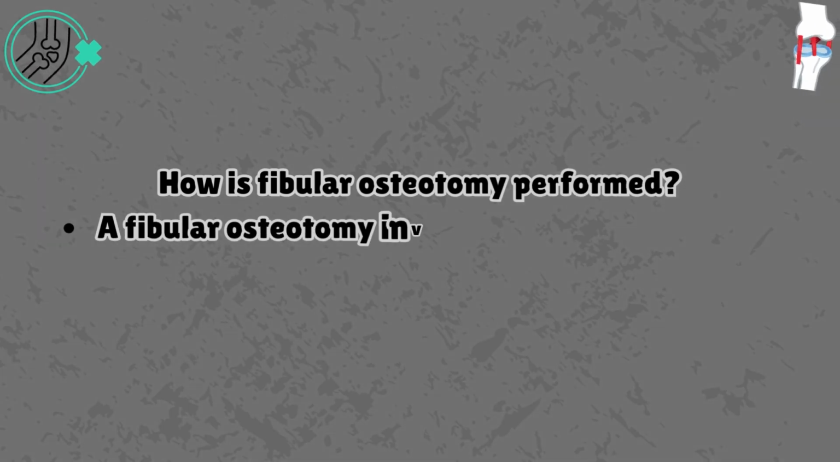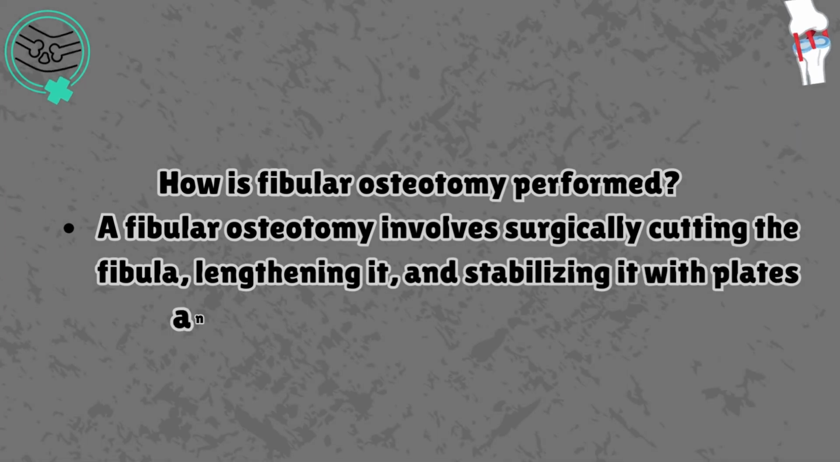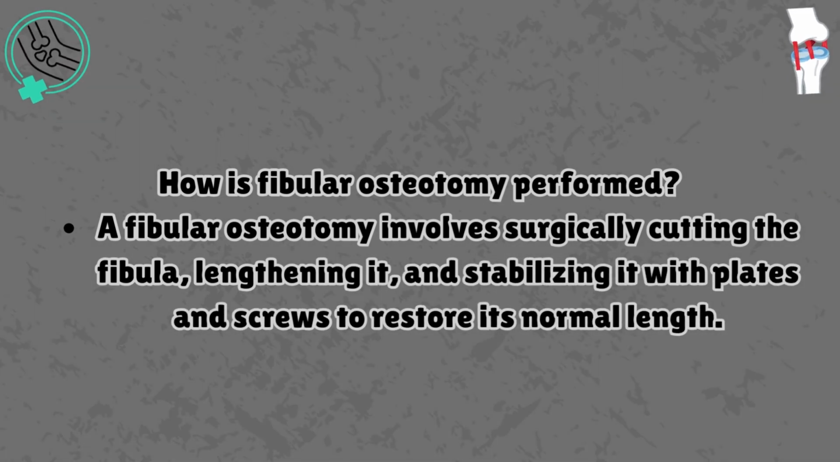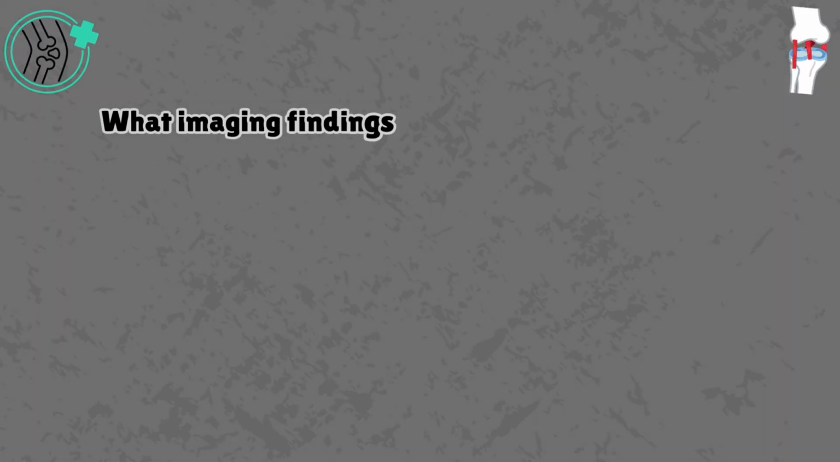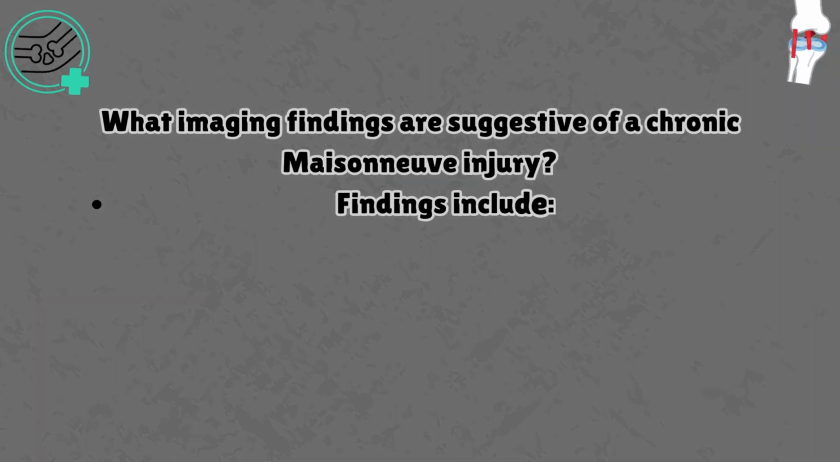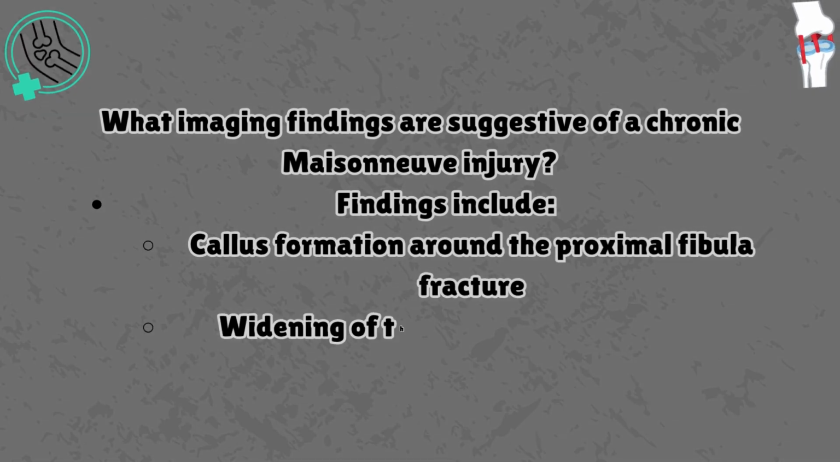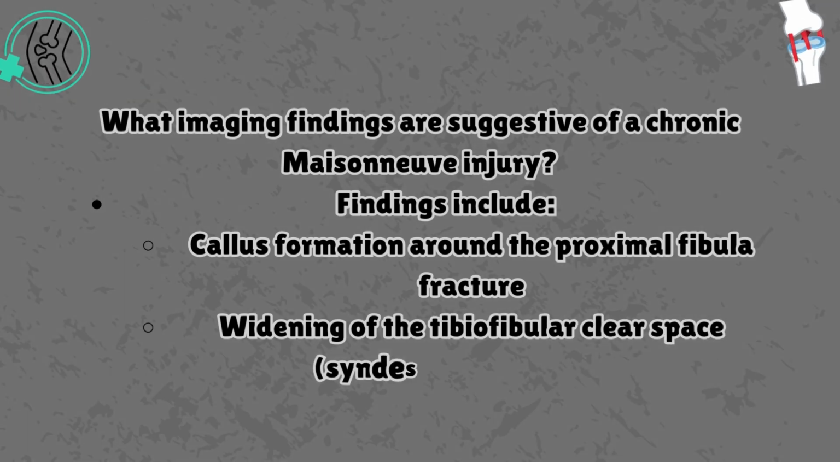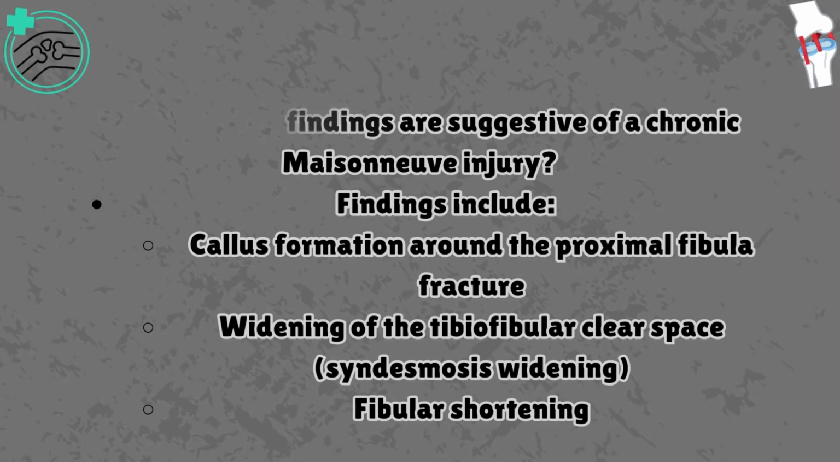How is fibular osteotomy performed? A fibular osteotomy involves surgically cutting the fibula, lengthening it, and stabilizing it with plates and screws to restore its normal length. What imaging findings are suggestive of a chronic Maisonneuve injury? Findings include callus formation around the proximal fibula fracture, widening of the tibiofibular clear space or syndesmosis widening, fibular shortening.